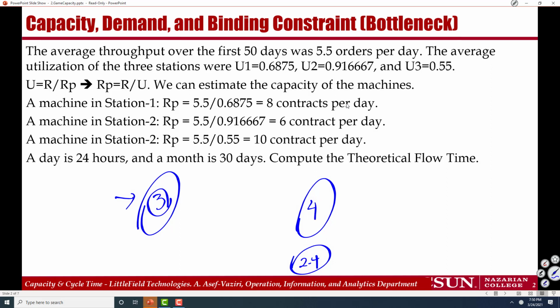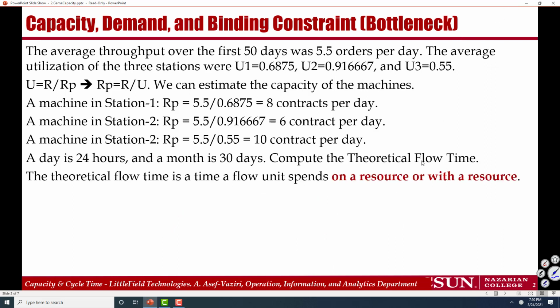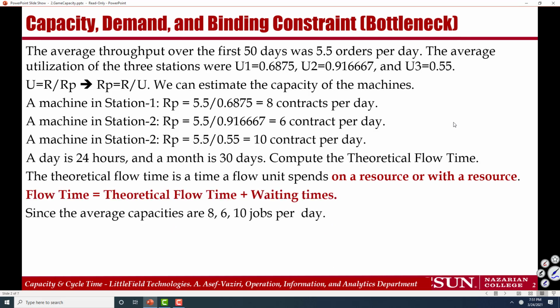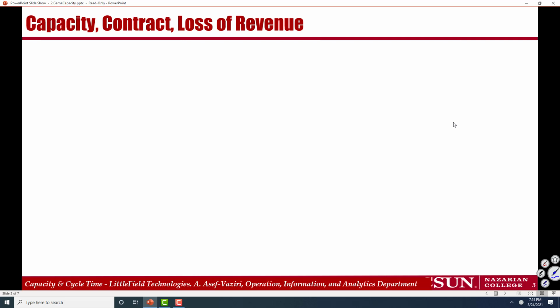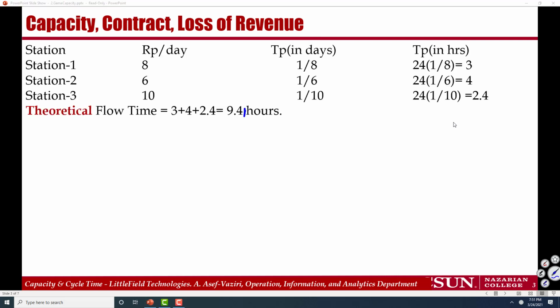In the first round, 2 hours. In the next round, again, 2 hours. Theoretical flow time would be 3 plus 4, which is 7, plus 2.4, which is 9.4 hours. This is theoretical flow time. 9.4 hours, or a little bit more than 1/3 of a day.